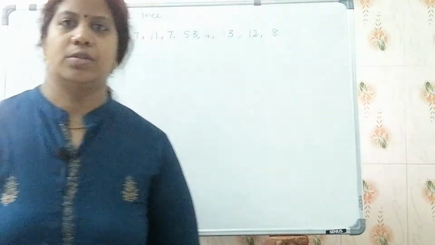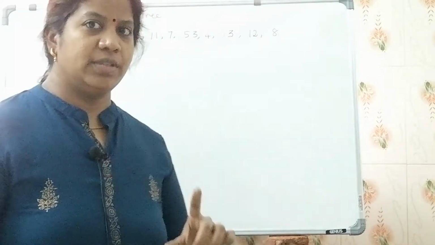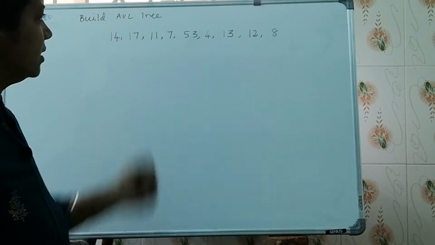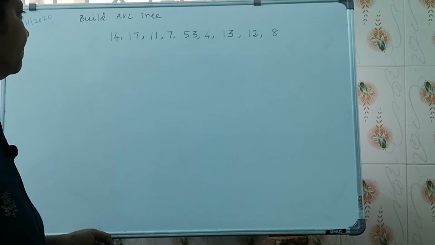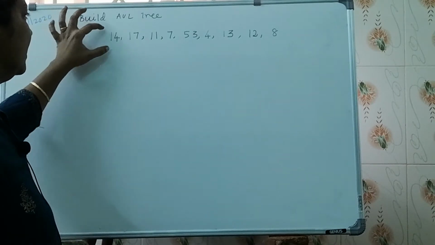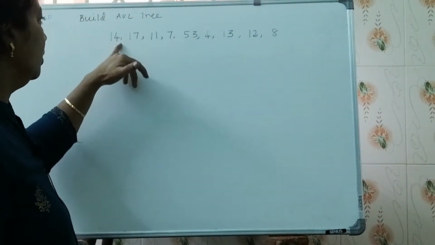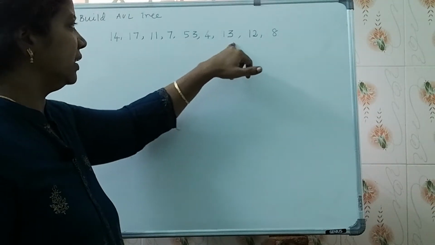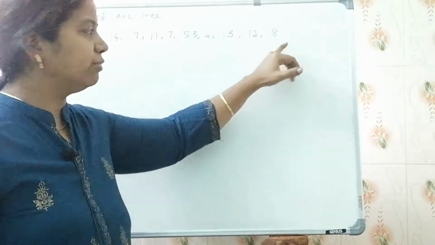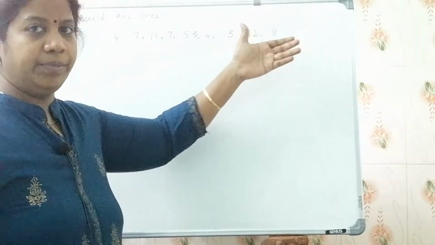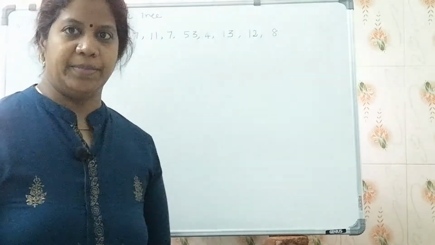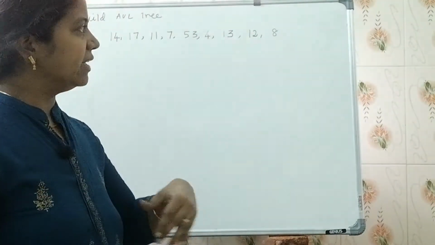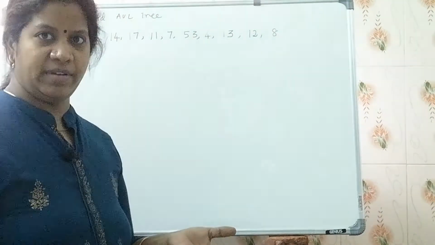Good morning, students. Today we are going to discuss the construction of an AVL tree, as we discussed in the BST. Now let us take this sequence of numbers: 14, 17, 11, 7, 53, 4, 13, 12, 8, and we have to build an AVL tree. Initially, an AVL tree is empty.